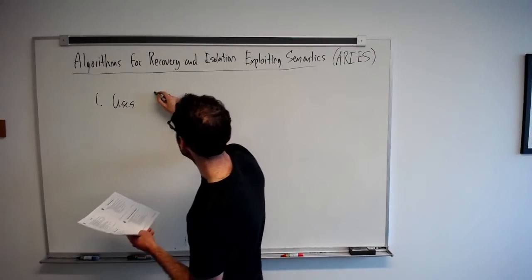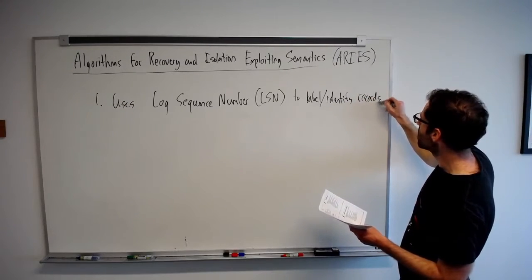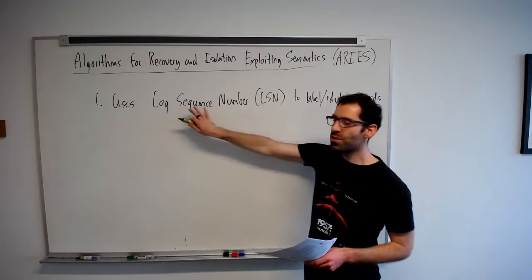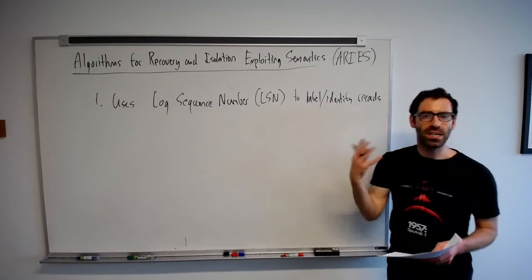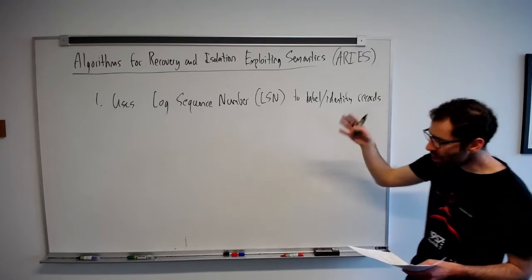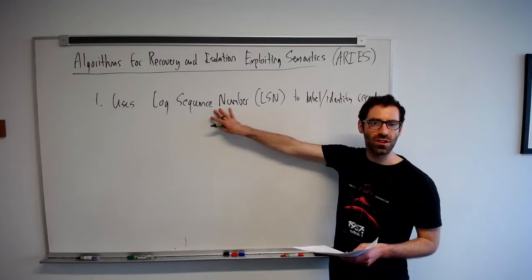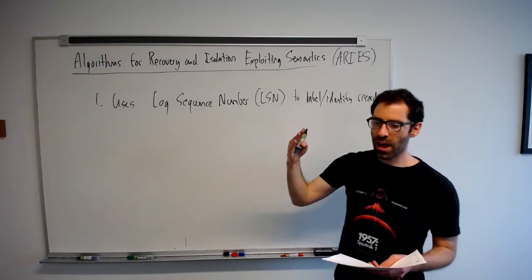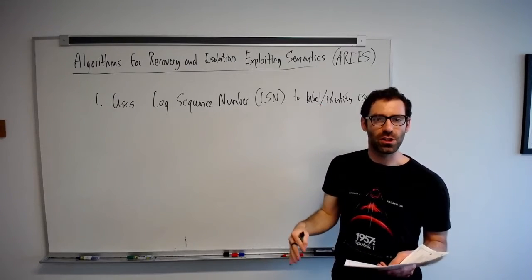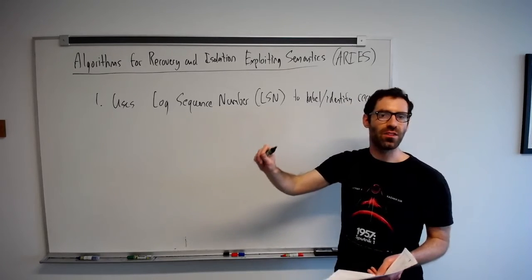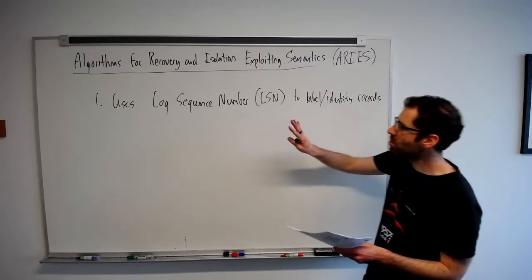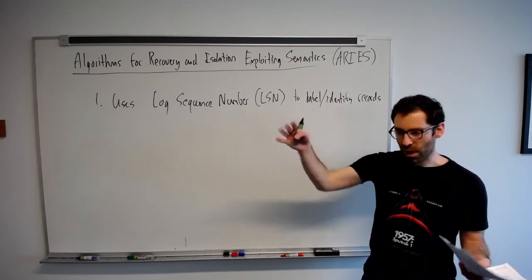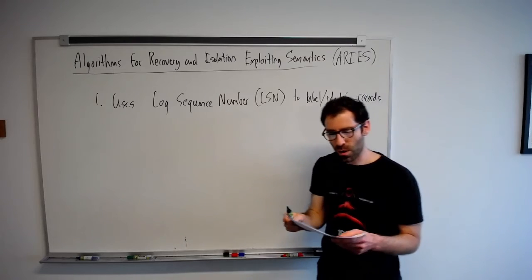The first is that ARIES uses something called a log sequence number, or LSN, to label and identify log records. So every record in the log will have a log sequence number, and they're just an increasing sequence of integers. So the first record gets LSN 1, the next gets 2, the next gets 3, and so on. That may not sound very useful. We have our lines numbered, so why do we care about that?